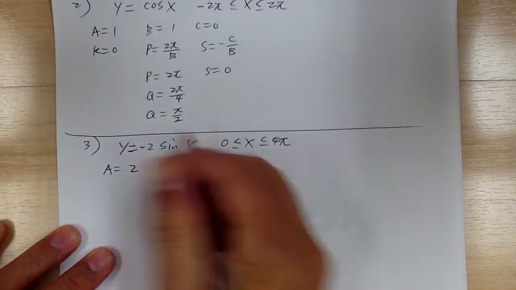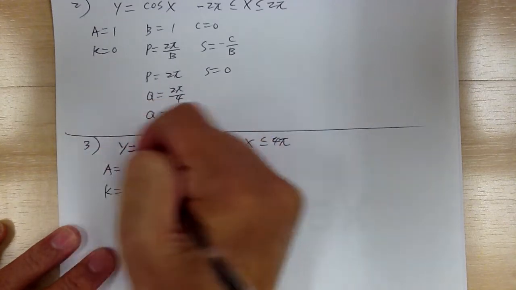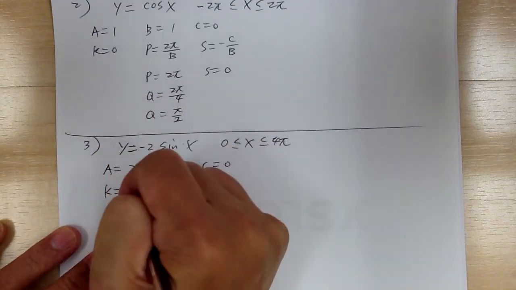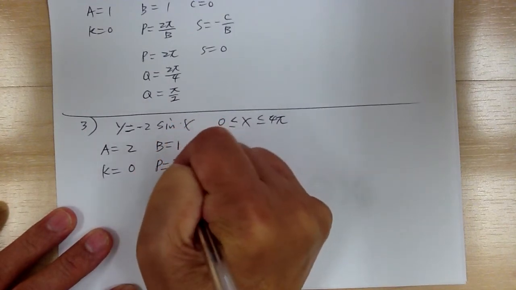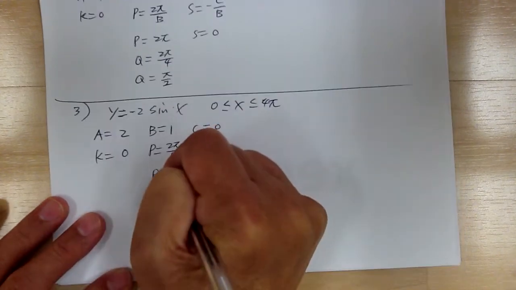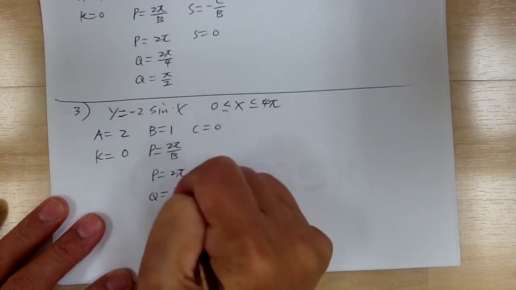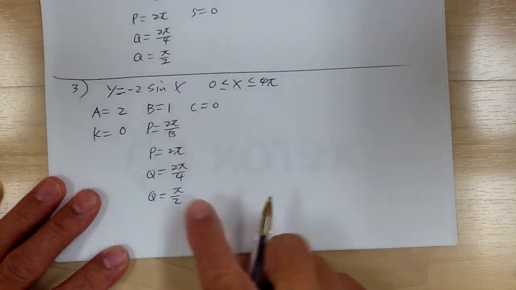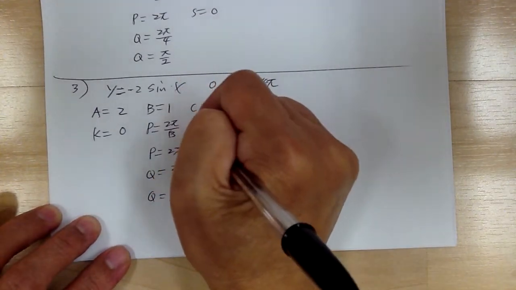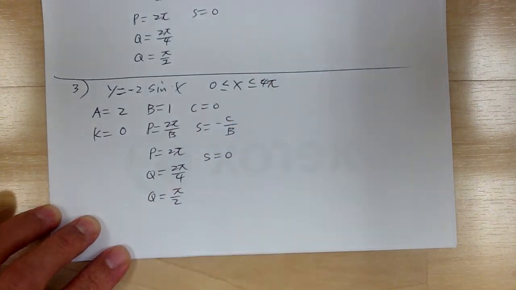C equal to 0. And k, again, there's no plus or minus in the front. You don't have anything plus that, so it'll be 0. Period equal to 2 pi over b, so period equal to 2 pi. And the quarter wave is 1/4 of that, so it'll be 2 pi over 4. So q equal to pi over 2. So get all this information. The shift is negative c over b, so shift equal to 0. So once you get all that, then you can come and graph.